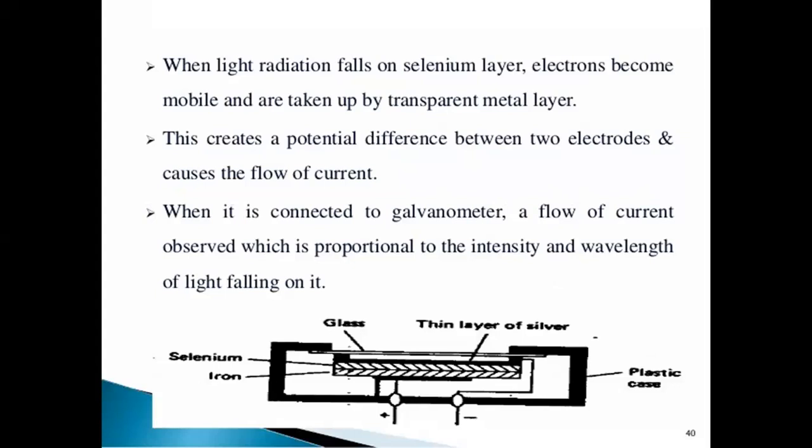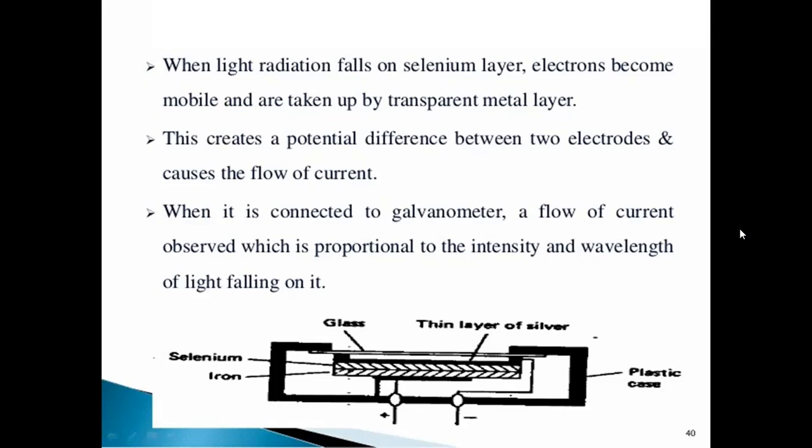Next part involved is the working. When light radiation falls on the selenium layer, electrons become mobile and are taken up by the transparent metal layer. So again the same phenomenon, emission of electrons. This creates a potential difference between the two electrodes and causes the flow of current.